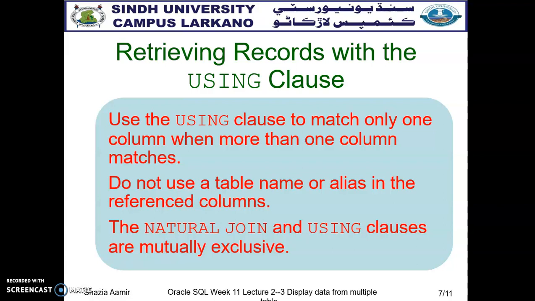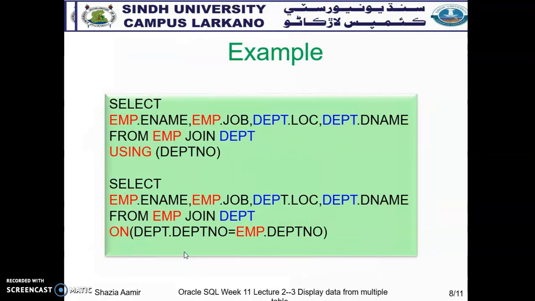Then you can also retrieve the records using the USING clause. In the natural join, use the USING clause to match only one column when more than one column matches. Only then you can retrieve a specific column from the data. Don't use a table name or alias in the referenced column. You cannot apply it on a natural join, because natural join and USING clauses are mutually exclusive.